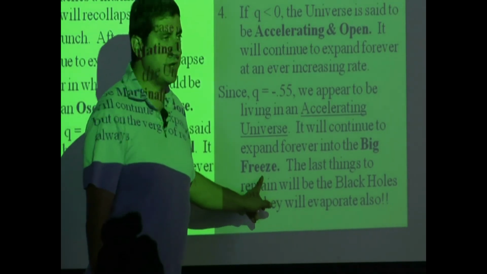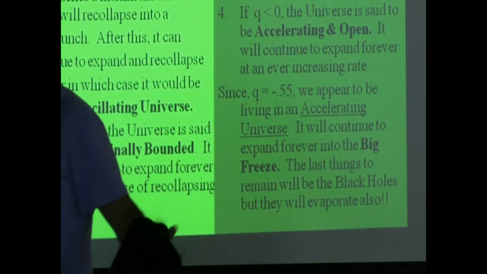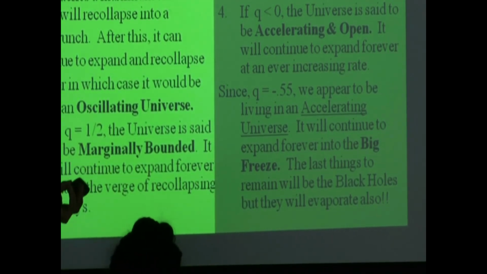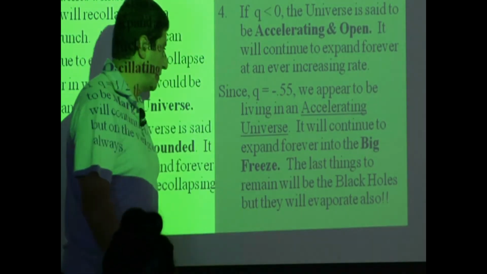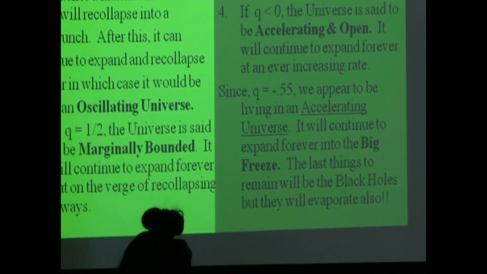Right? Why the big freeze? Because as space expands, it cools down. So one day, the average temperature of the universe will be almost absolute zero. This is very, very cold. The last things to remain will be the black holes, but they will evaporate also. Okay?